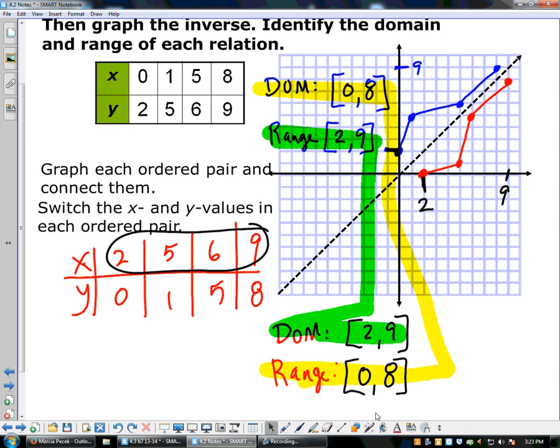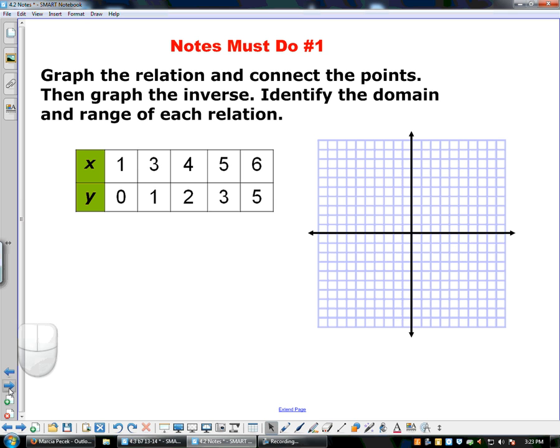Alright, so you guys have your first must do. We're going to do the same thing. We gave you a new relation, so graph it, connect the points, find the inverse, and then again find the domain and range of each relation. You're going to graph this setup and then switch all the ordered pairs to get the inverse, just what we did in the last example. Go ahead and pause and do that, and then when you're ready, move on to the next.